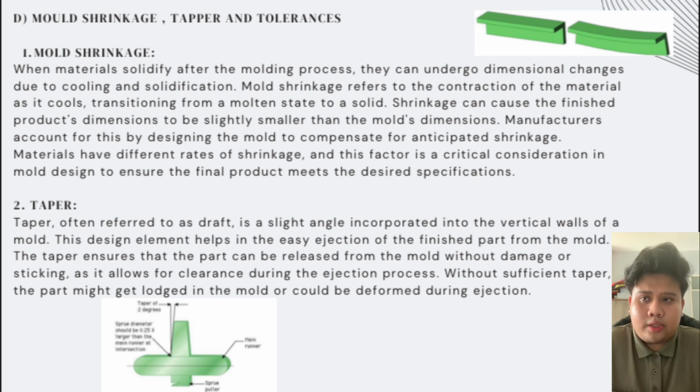Taper. Taper, often referred to as draft, is a slight angle incorporated into the vertical walls of a mold. This design element helps in the easy ejection of the finished part from the mold. The taper ensures that the part can be released from the mold without damage or sticking, as it allows for clearance during the ejection process. Without sufficient taper, the part might get lodged in the mold or could be deformed during ejection.